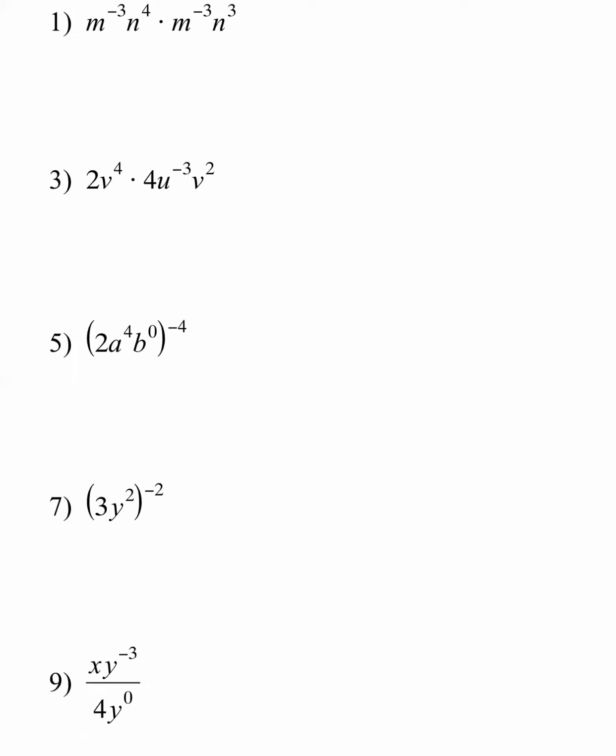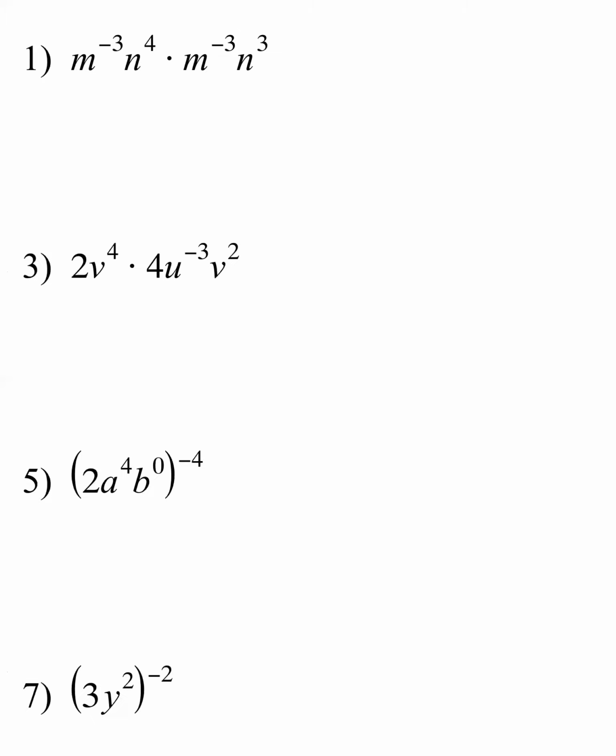Okay, so let's try using some of the rules that we know, throwing negative exponents in. All right, so let's look at number 1. I'm going to start alphabetically. M to the -3rd times m to the -3rd. What's the rule when you're multiplying two numbers with the same base? Oh yeah, you add their exponents. So -3 and -3 get me -6. Okay, now let's look at the n's. N to the 4th times n to the 3rd is going to get me n to the 7th.